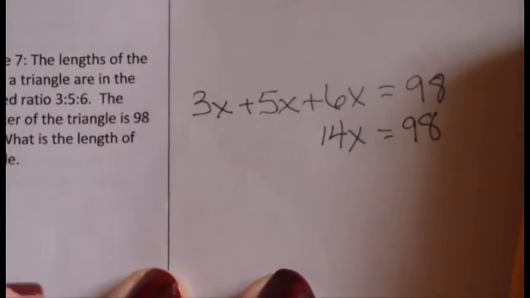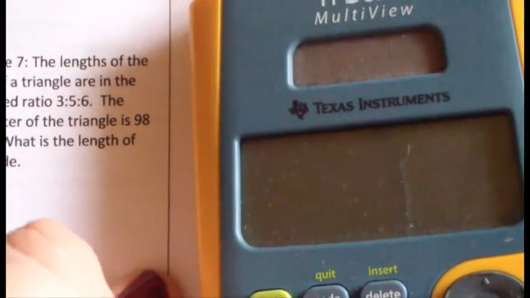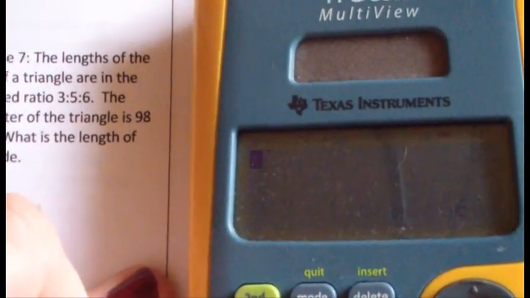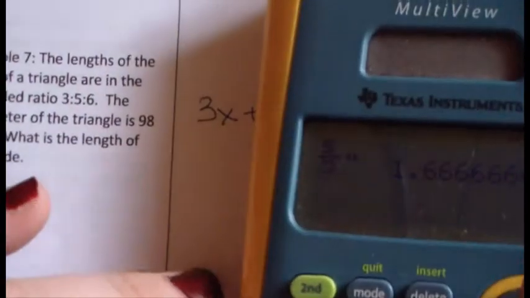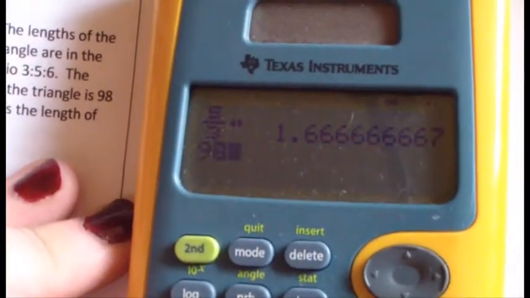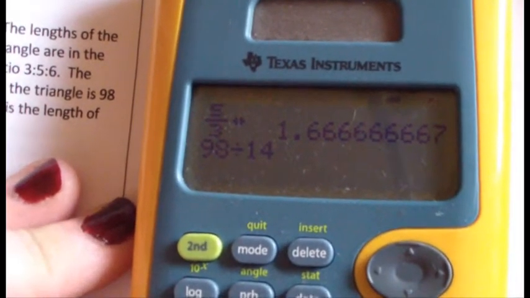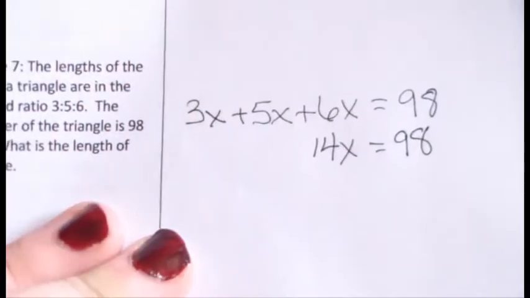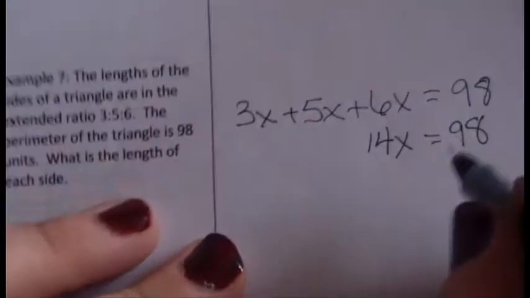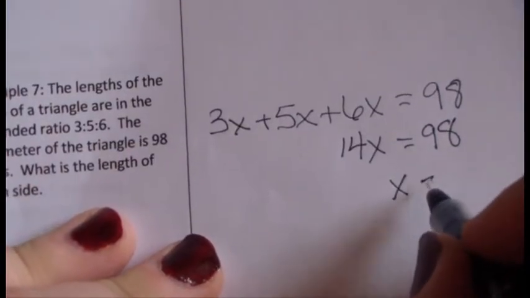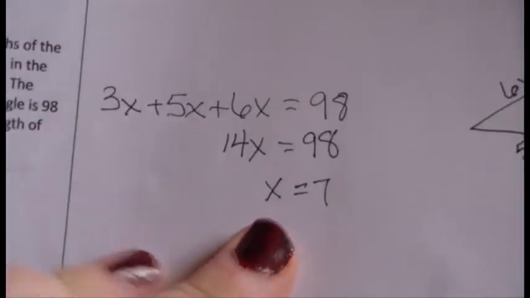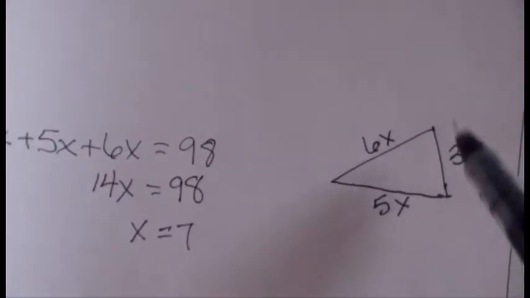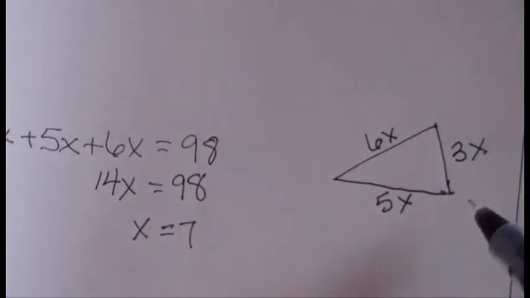And then I've got my calculator out. Hopefully you've got a calculator on your phone you can use. 98 divided by 14 is 7. So x is 7. Then to find our side lengths, we're going to plug 7 back in over here and figure out each side.